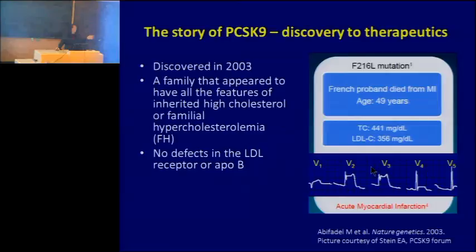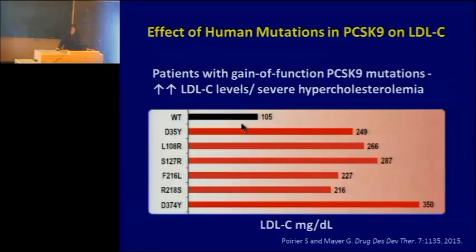And these are the individuals, typically genetic hypercholesterolemia means you have mutations in the LDL receptor or the LDL lipoprotein ApoB. But this family did not have a mutation in either one. Instead, a gain-of-function mutation was found in the PCSK9 gene. Since then, several other mutations have been discovered. And the common theme of these mutations is that individuals with gain-of-function mutations in the PCSK9 gene have very high LDL cholesterol levels, greater than 200 milligrams per deciliter. So they have severe hypercholesterolemia.